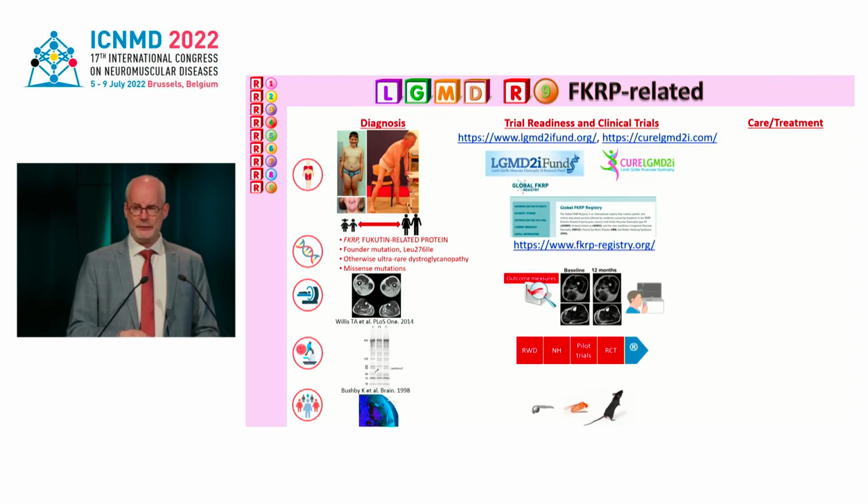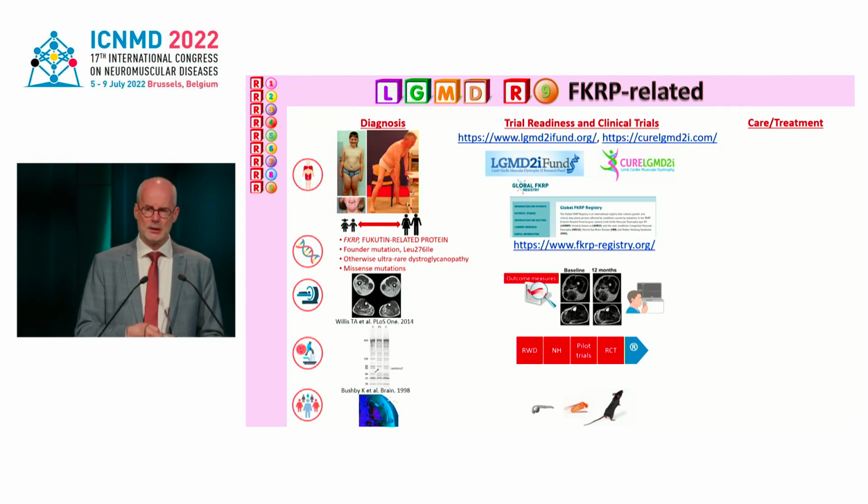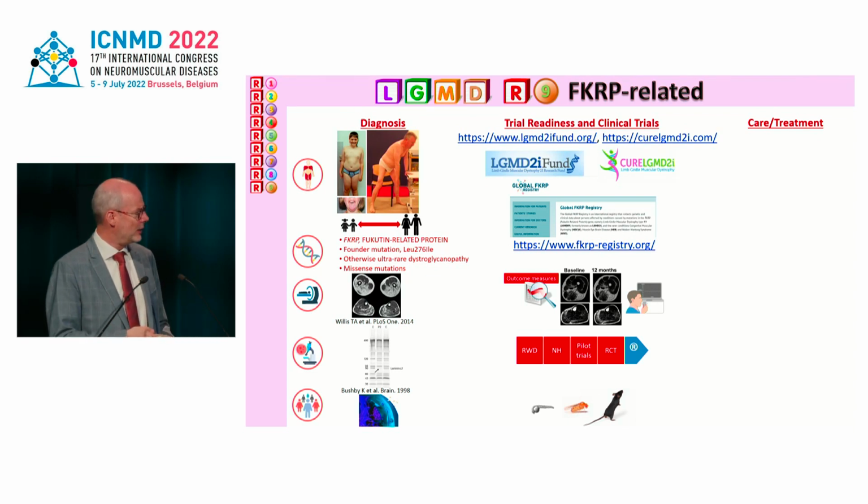Now, there are specific patient foundations, the LGMD2I Research Fund and Cure LGMD. Both of them support a global FKRP registry. In terms of outcome measures, there have been natural history studies, and there's been quantitative MRI, and we also looked at functional data, and really the FVC is the one thing that changes over a year. None of the other muscle assessments show any significant change in the population with the founder mutation.